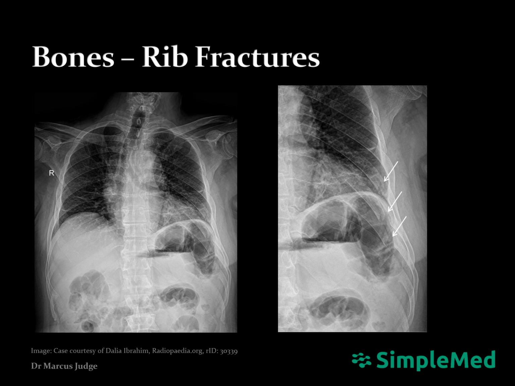Rib fractures can be difficult to see, so often assessing for their complications can help to identify them. The example shown identifies 3 displaced posterolateral rib fractures on the left-hand side of the chest. You can see how this can be difficult to pick up on.